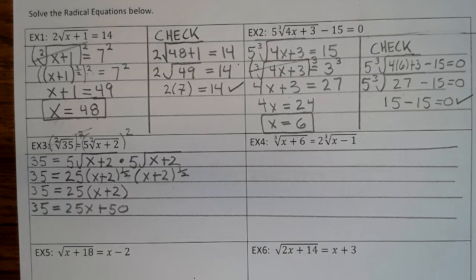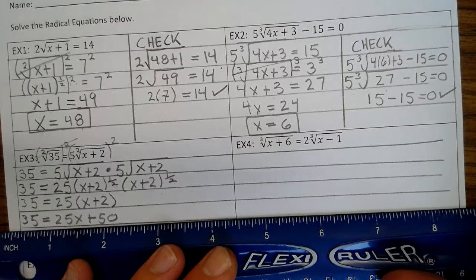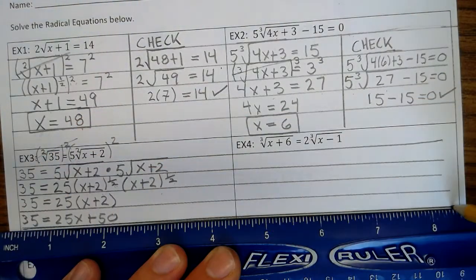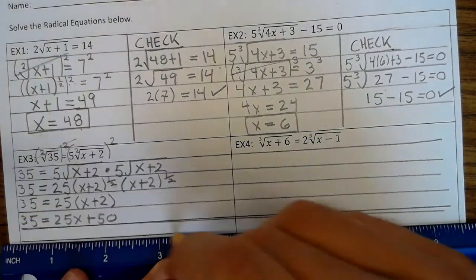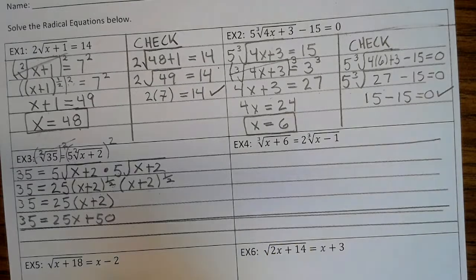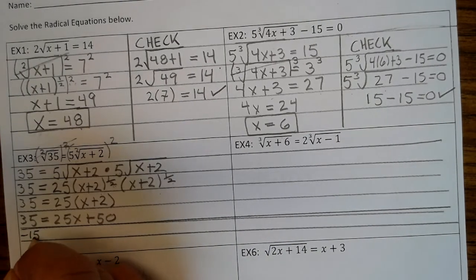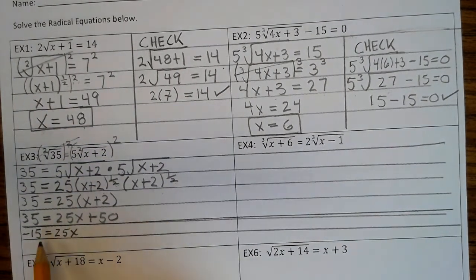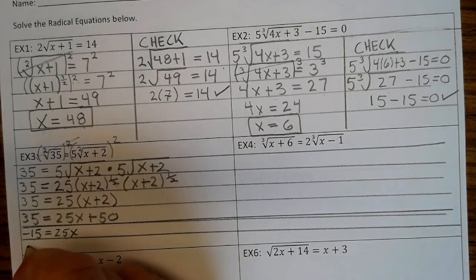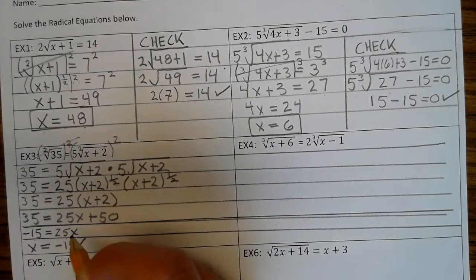All right, so we're running low on space, but I think maybe if I adjust this line a little bit better and add one more line, maybe we can show an extra step. All right, so we subtract 50 from both sides, you get negative 15 equals 25x, and you divide both sides by 25, you get negative 15 divided by 25. So x equals negative 15 divided by 25.